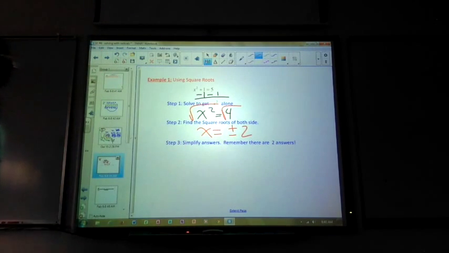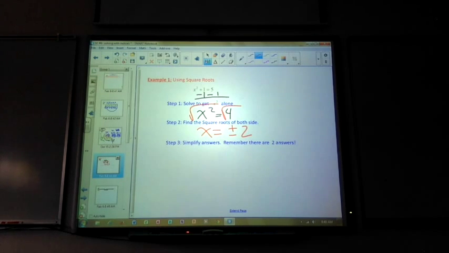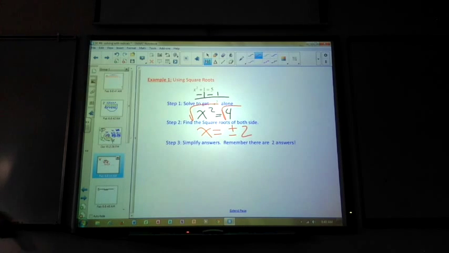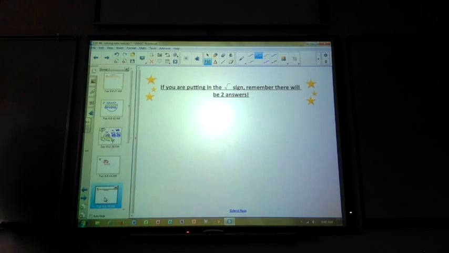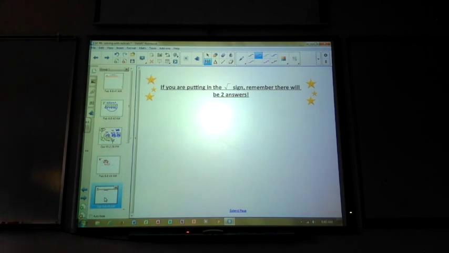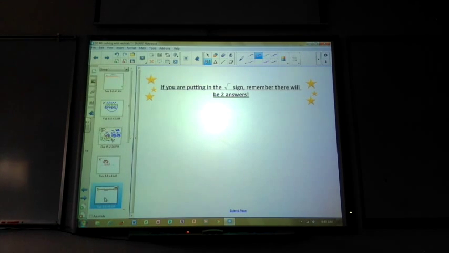Simplify answer. Remember, there are 2 answers. Are there 2 answers with plus or minus 2? Yes, I have positive 2 and negative 2. And it works. Remember, there will be 2 answers. Can anyone think of a scenario where there will not be 2 answers when you take the square root of both sides?